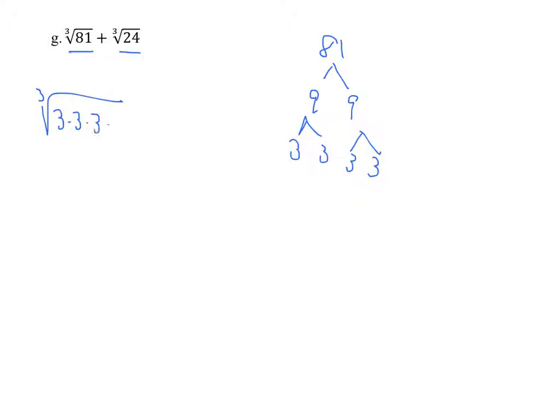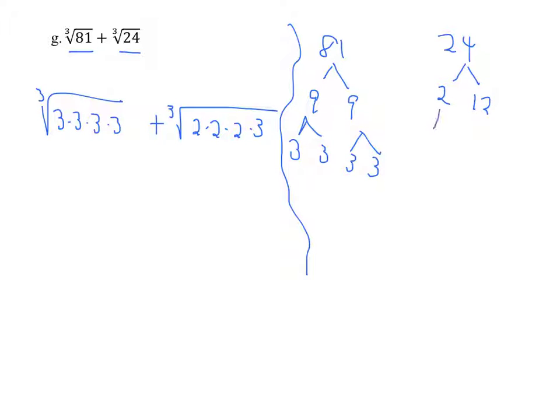This isn't so bad, but I know I can't add these up yet because they are not common. So let's break down 81. Well, that's 9 times 9, and then the 9s break down as 3s. So the cube root will be 3 times 3 times 3 times 3. And then 24, you guys, that's 2 times 2 times 2 times 3. Do you believe me? Let's do it. 2 times 12, 2 times 6, 2 times 3. Look at how good I am sometimes.